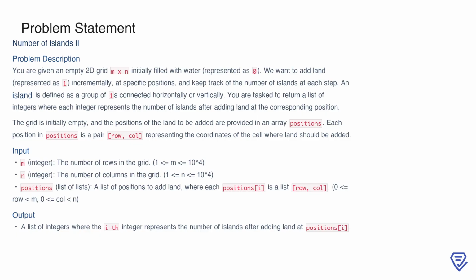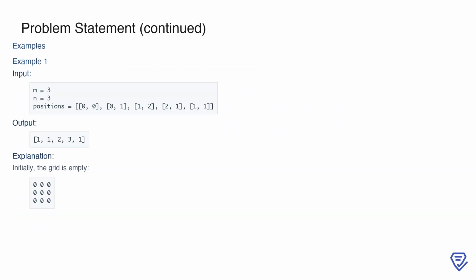The positions where land is added are given as row and column coordinates, and the output reflects the number of islands after each addition. The grid starts completely empty, and the challenge is to efficiently track how the number of islands evolves as land cells are added. Let's take a closer look at an example to understand the problem.